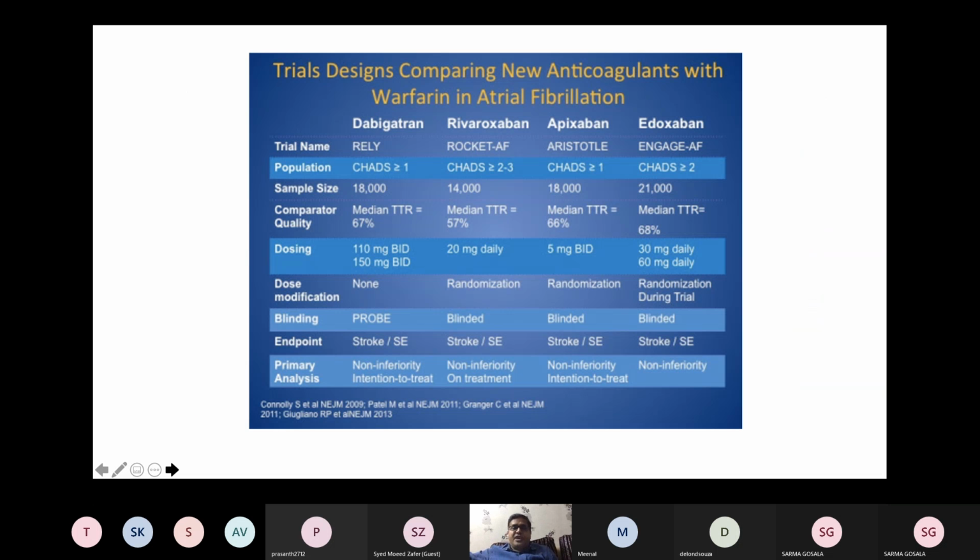So, which are the other trials which were done for other NOACs? I spoke about the RE-LY trial in dabigatran. So there was the ROCKET AF trial for rivaroxaban, the ARISTOTLE trial for apixaban, and for edoxaban, ENGAGE. Subsequently all these trials showed that all these other NOACs were non-inferior as compared to warfarin. They were not tried head to head. They were all tried with warfarin. So they were proven to be non-inferior in terms of the primary endpoint as compared to warfarin.